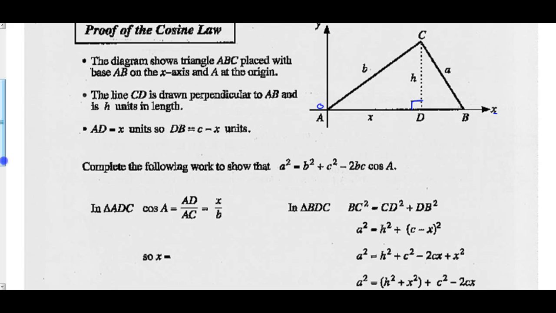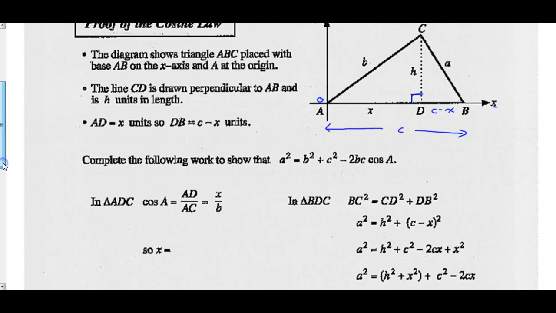AD is x units, so we know that DB has to be c minus x because the length of AB is lowercase c. That makes this c minus x. All right, so from A to B is lowercase c, opposite angle C. Complete the following work to show that this is true. a squared equals b squared plus c squared minus 2bc times the cosine of A.